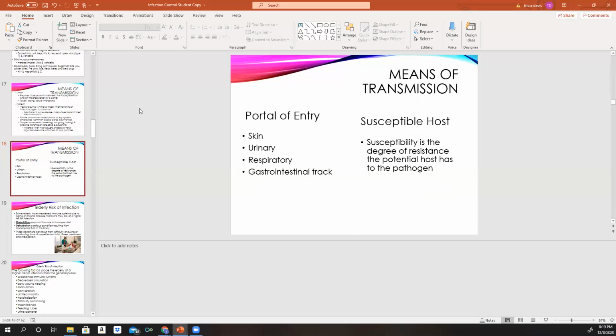Susceptibility is the degree of resistance that the potential host has to the pathogen. Hospital patients are often in a weakened state of health because of their illnesses, and they have less resistance, which makes them more susceptible to infection. Many factors influence a host's susceptibility. Patients may be taking medications that alter their immune response. Patients that have AIDS or HIV, or cancer patients, are definitely more susceptible than some other people.